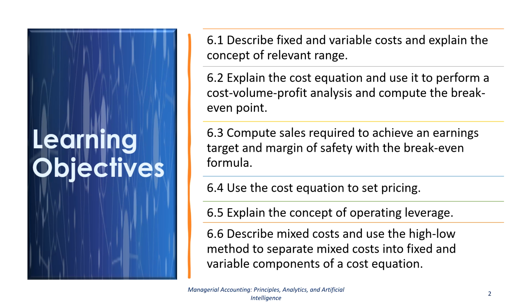Here are our learning objectives for Chapter 6. By the end of this chapter, you should be able to describe fixed and variable costs and explain the concept of relevant range. Explain the cost equation and use it to perform cost volume profit analysis and compute break-even. Compute sales required to achieve a target profit and compute margin of safety. Use the cost equation to set pricing. Explain operating leverage. And lastly, describe mixed costs and the use of the high-low method to separate mixed cost into fixed and variable components.